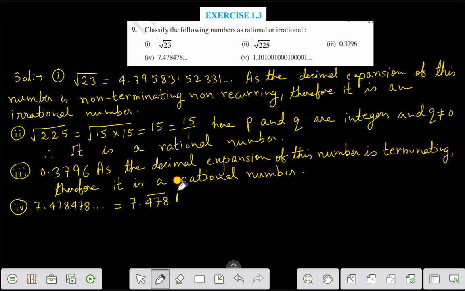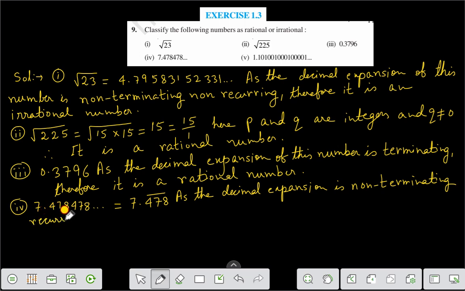The decimal expansion is non-terminating recurring. Therefore, it is a rational number.